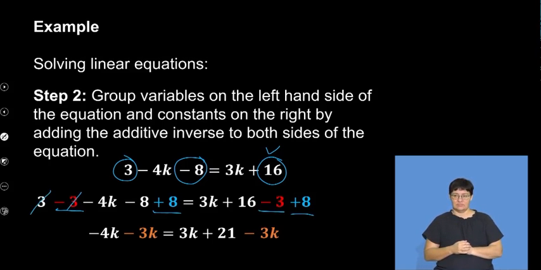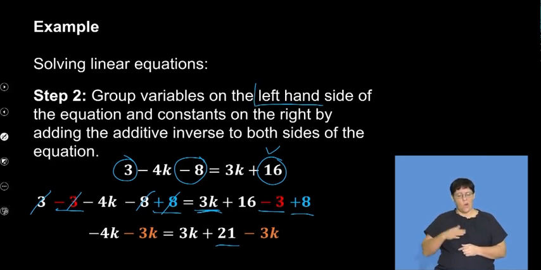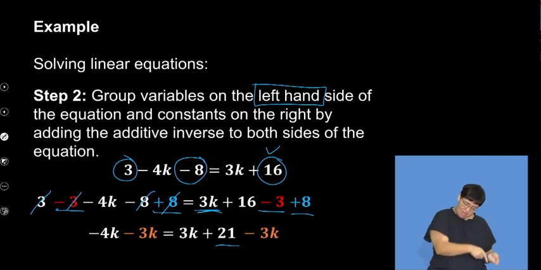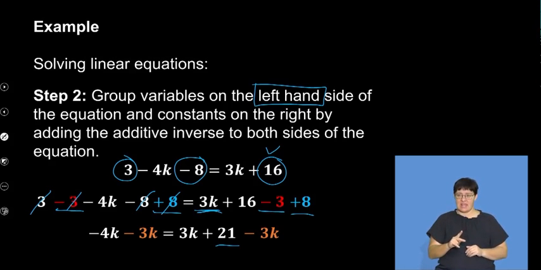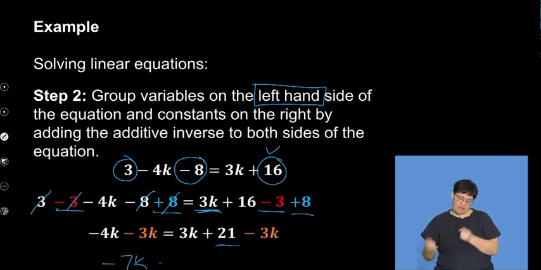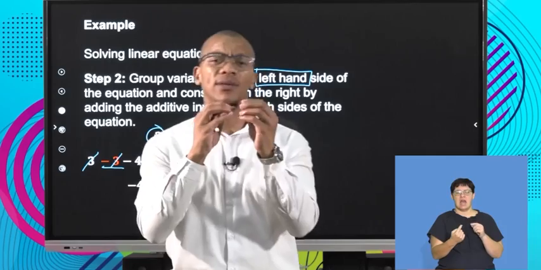So the 3 and the 3 will be 0, minus 8 and 8 will be 0, and then 16 minus 3 plus the 8 there will give me 21. And then now I have 3k on the right-hand side. But remember, what did I say? Every variable must be on the left-hand side. So I must add the additive inverse of 3k on both sides. So this will be negative 7k equals 21. And then you apply what we spoke about as well, the multiplicative inverse. So, by the way, let me just tell you something about the multiplicative inverse.